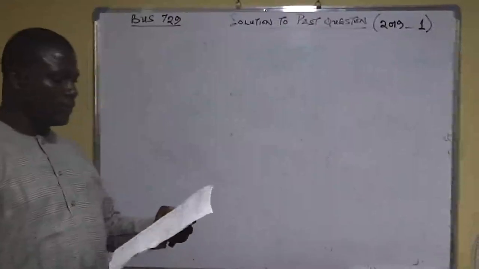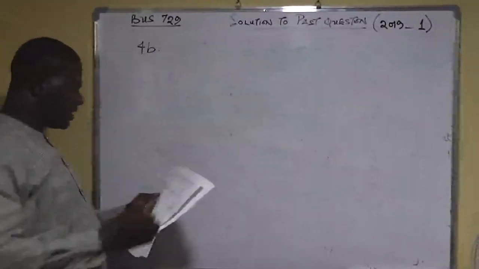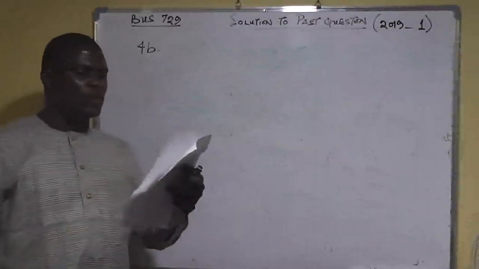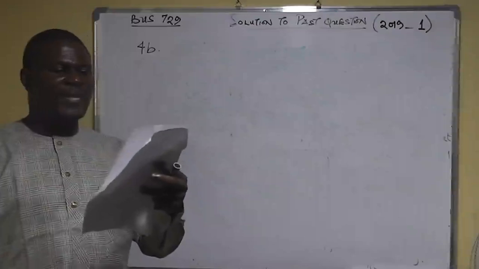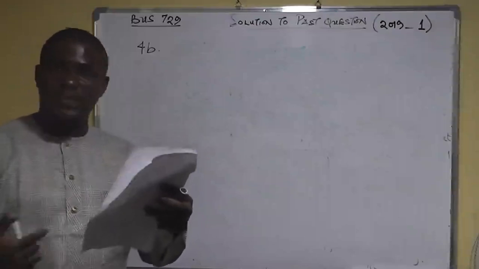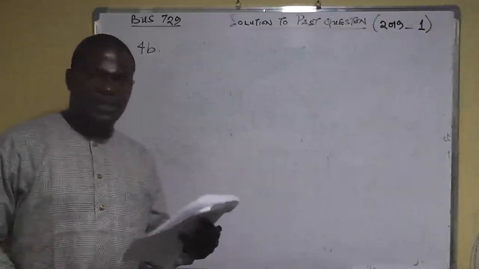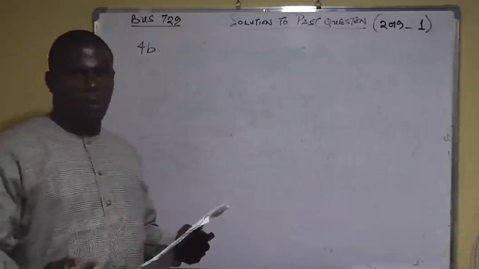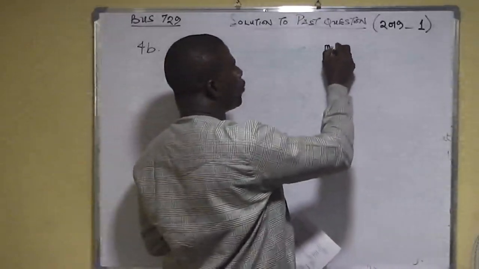The question 4b. Now question 4b is saying that suppose you invest 2,000 naira at an annual interest rate of 6%. Find your balance at the end of the first year if the interest is compounded yearly, semi-annually, quarterly, and monthly. Now this is what we call multi-compounding.